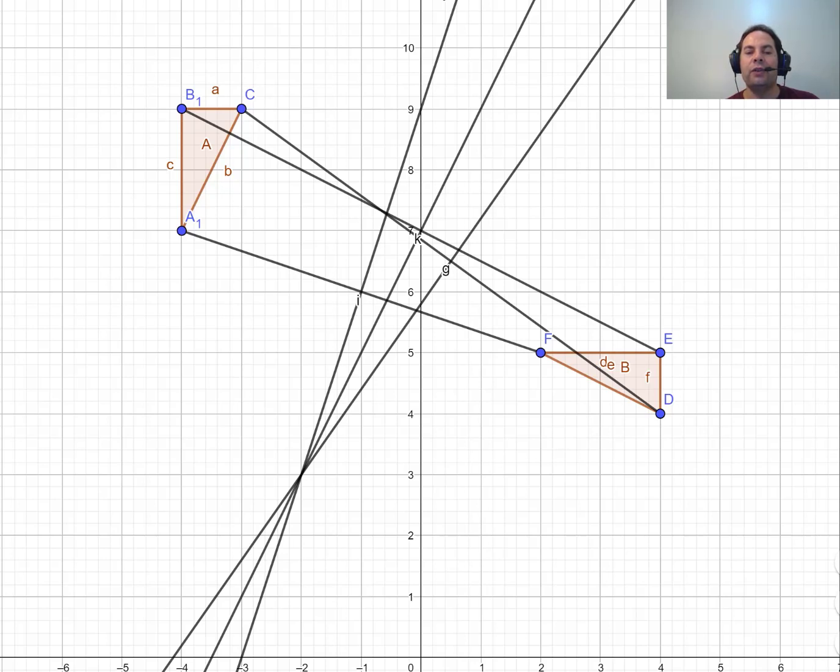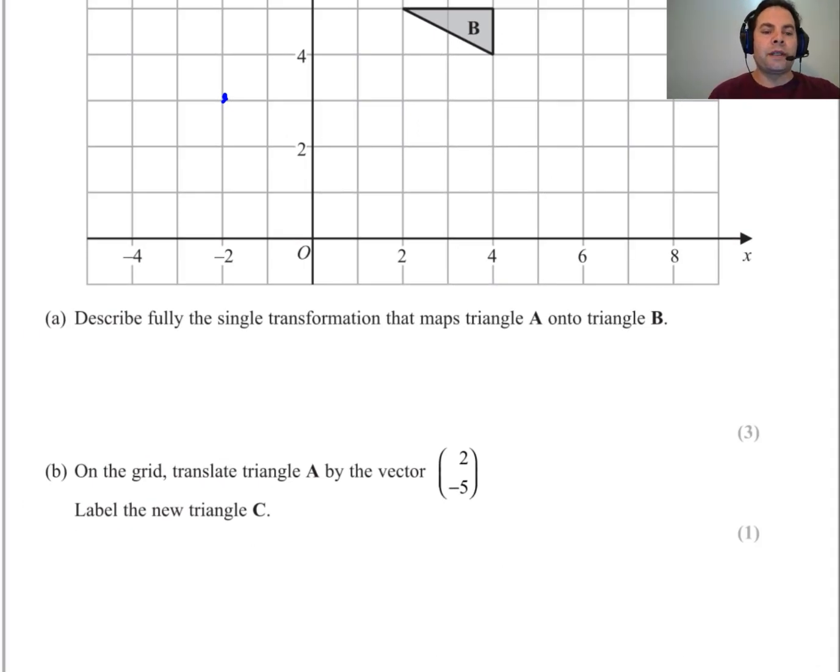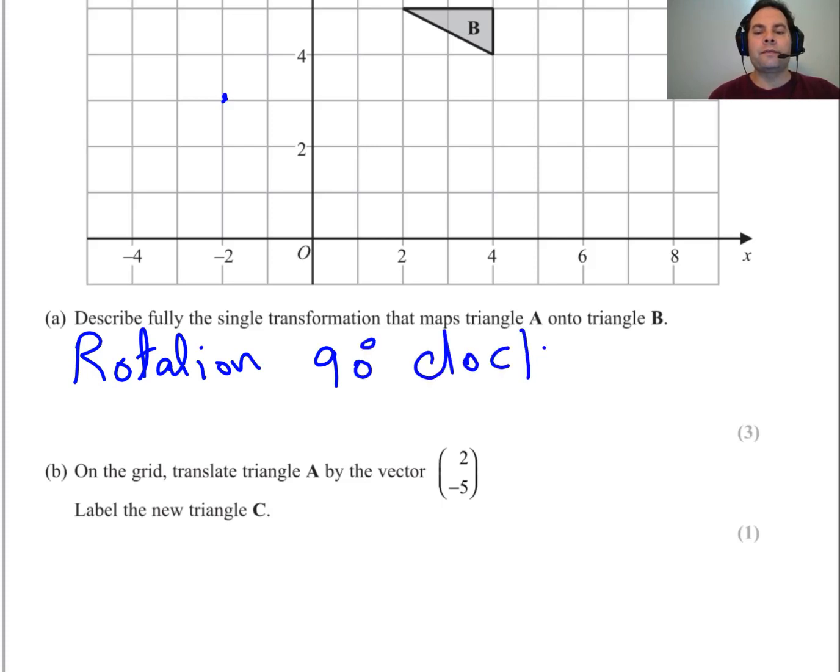You can use your tracing paper and show that from A to B, it is rotation 90 degrees, center -2 and 3, clockwise. So the answer is rotation 90 degrees clockwise and center -2 and 3.